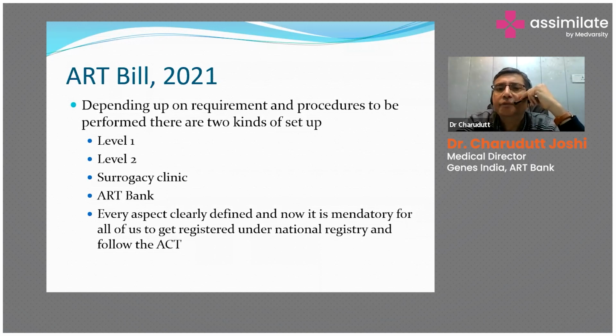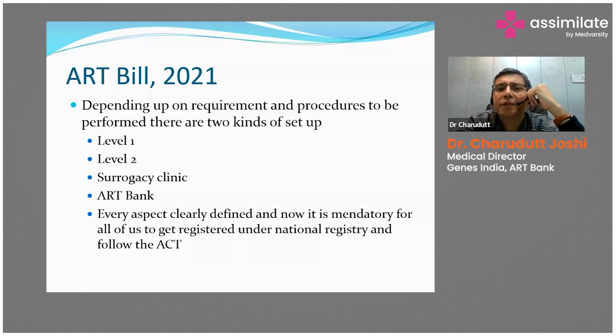Then similarly, if this clinic is also offering surrogacy, which is again the need of the day, so many couples are suffering and they need surrogacy. So that center has to register as a surrogacy clinic also. And then the fourth one is the ART bank. This ART bank, the assisted reproductive technique bank, offers donor oocytes and donor sperms.